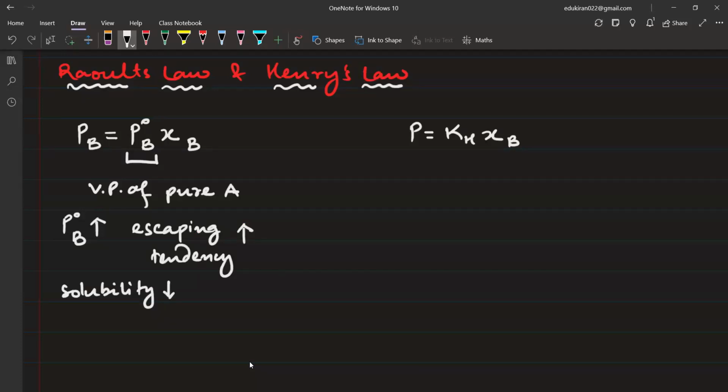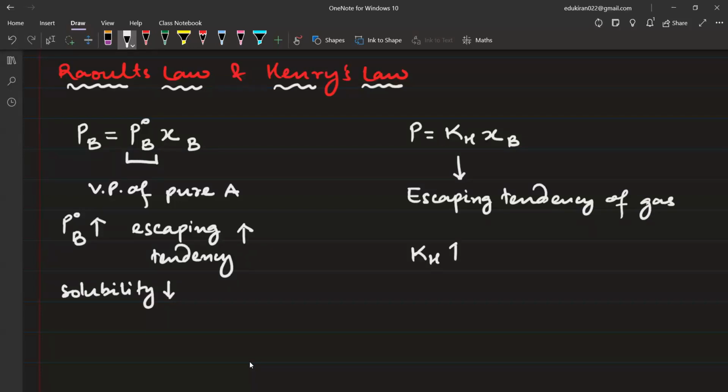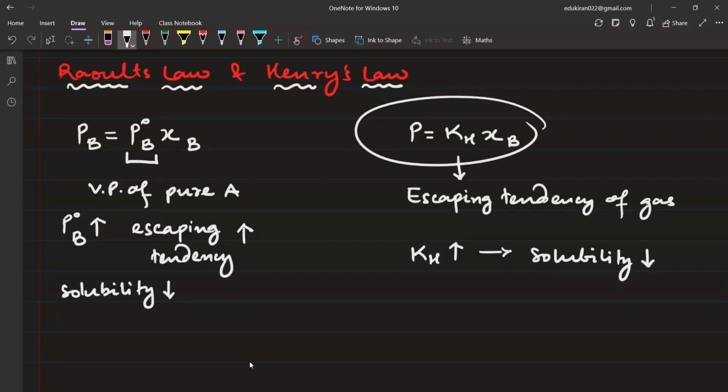And similar is the case of KH. KH directly tells you about the escaping tendency of gas. If the KH of a solution is higher, then its solubility, we all know, is low. So actually, Raoult's law is nothing but Henry's law. It is Henry's law only.